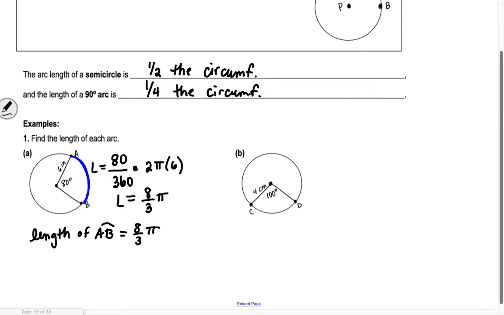Okay, so the next one, go ahead and try it. See if you can reduce it down. Okay, anybody have any guesses?